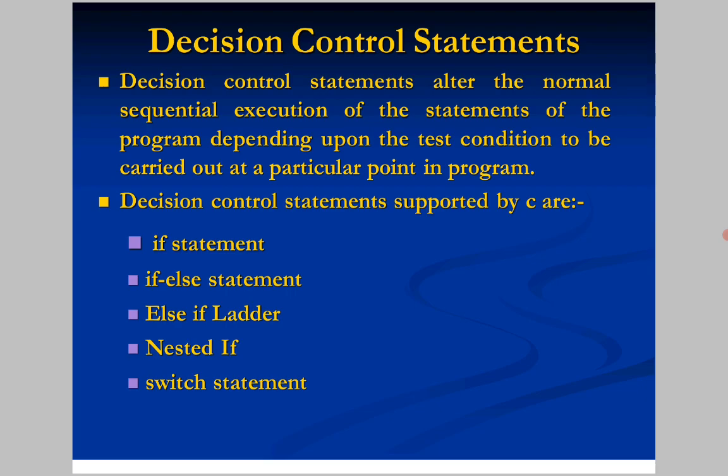First one is the if statement, also called simple if. Second one is the if else statement. Third one is the else if ladder. Fourth one is the nested if statement. Fifth one is the switch statement. So there are five types of decision control statements.